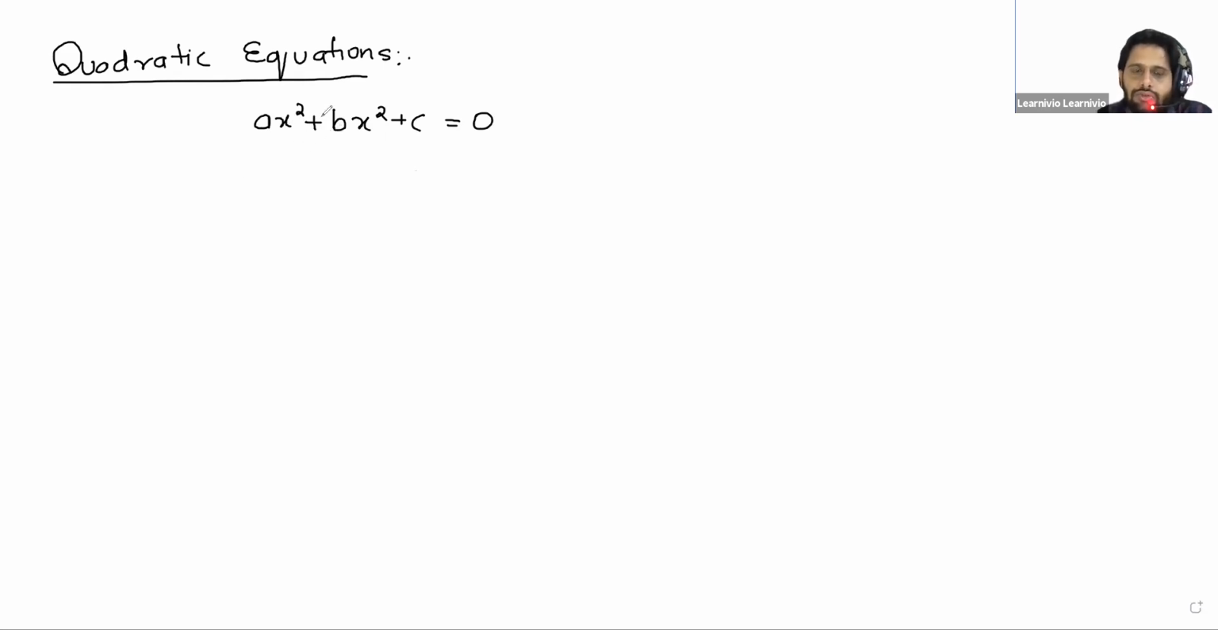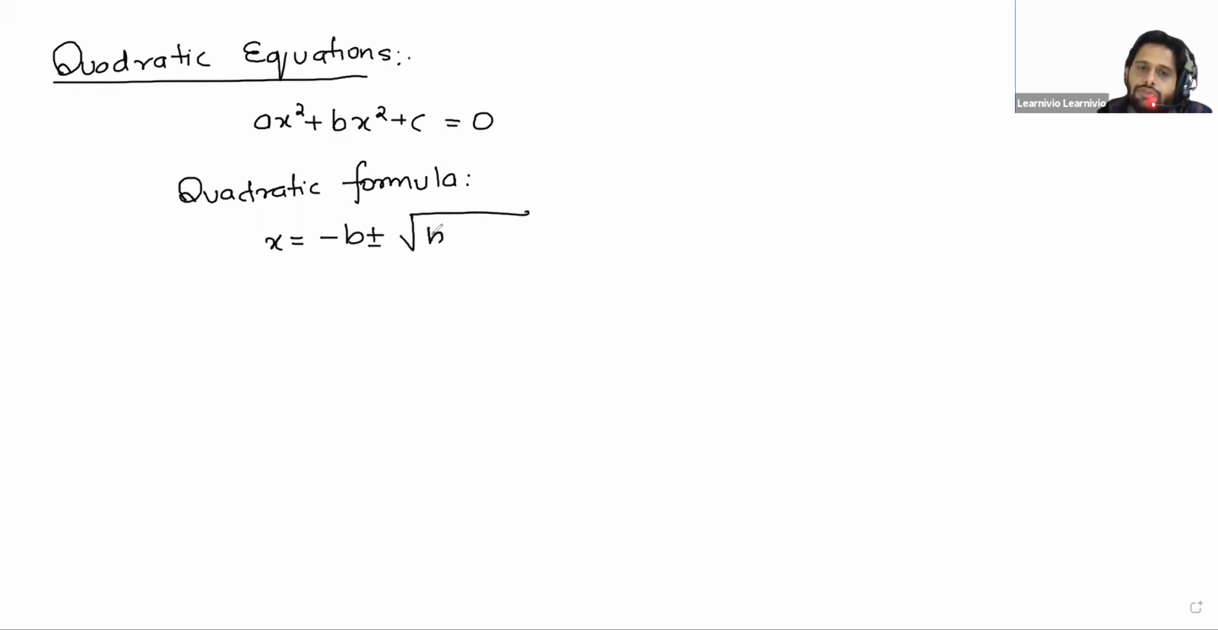And how can you solve this quadratic equation? We have two methods. We can do this by the factorization method, and second, we have the quadratic formula to solve this quadratic equation. So what is the quadratic formula? X is equal to minus b plus minus under root b square minus 4ac by 2a. So this is the quadratic formula.